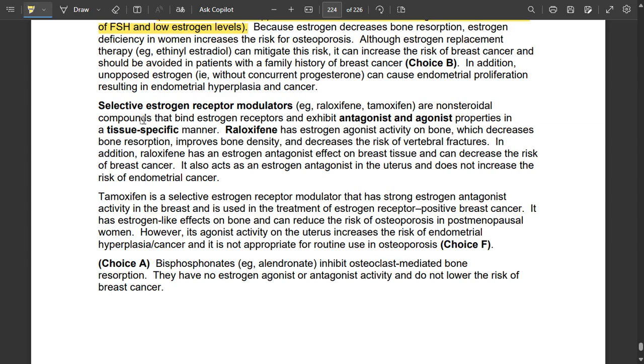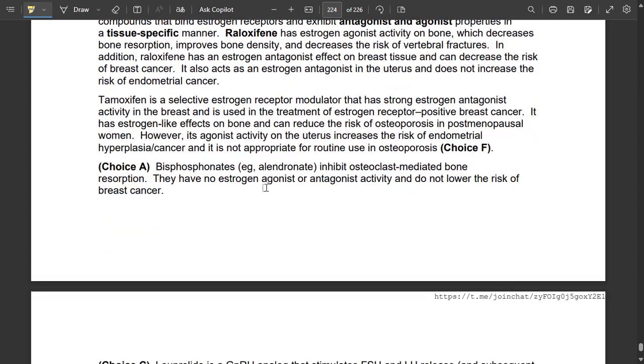Tamoxifen is a SERM that has a strong antagonist effect. Tamoxifen has an antagonist effect in the breast, so it's used in the treatment of estrogen receptor positive breast cancer. Tamoxifen has an estrogen-like effect on the bone and reduces the risk of osteoporosis, but it can cause endometrial cancer, so it is not routinely used for osteoporosis.